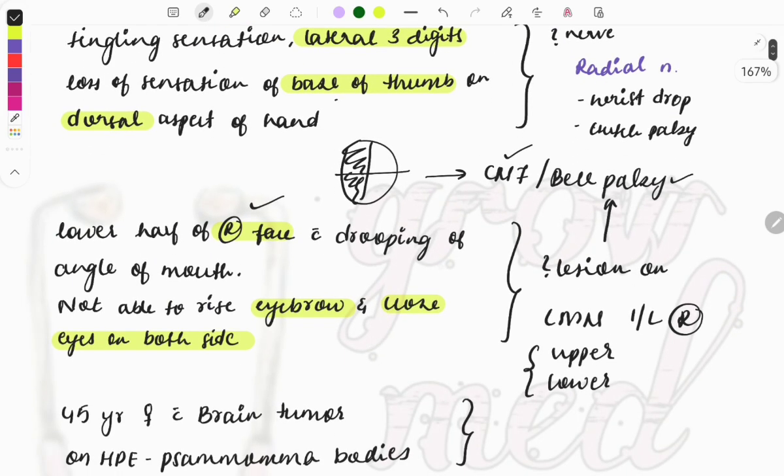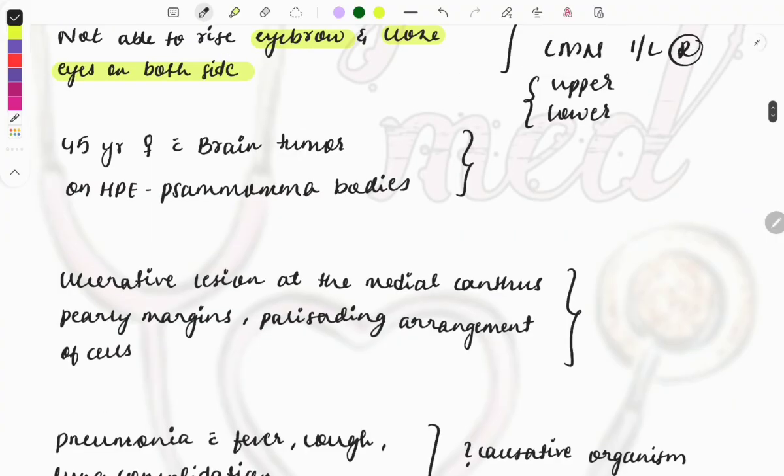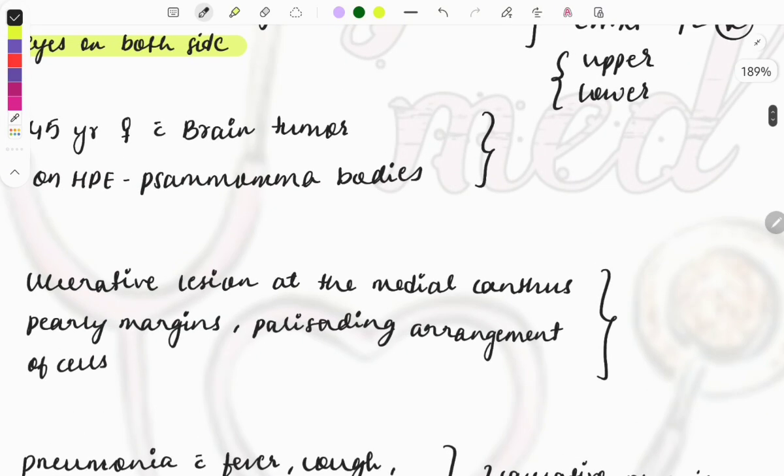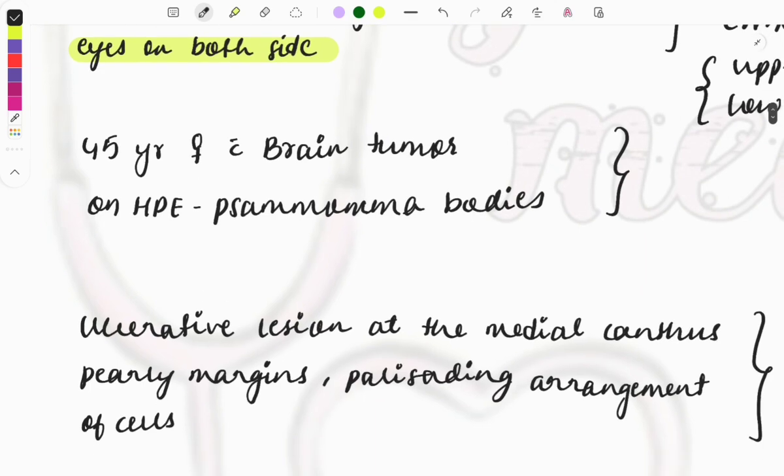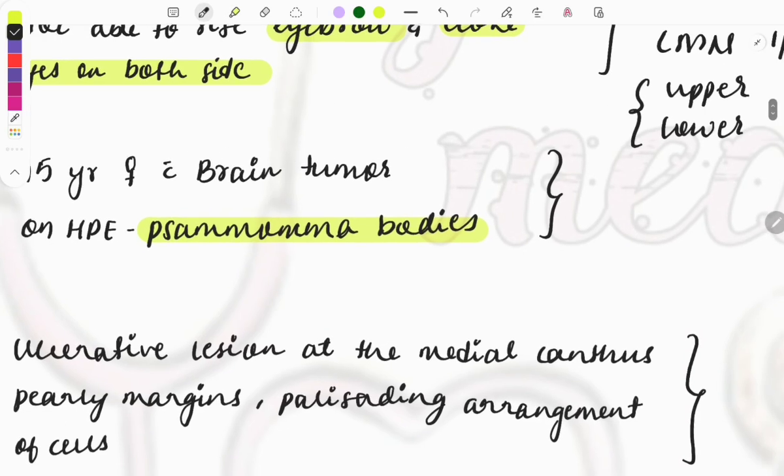So it depends on the options given as well. Then moving on to the next question, that is the third question. This is a simple question asked in pathology. A 45-year-old female was diagnosed with a brain tumor, and on histopathological examination there were psammoma bodies. So we know a mnemonic for the psammoma bodies, right?